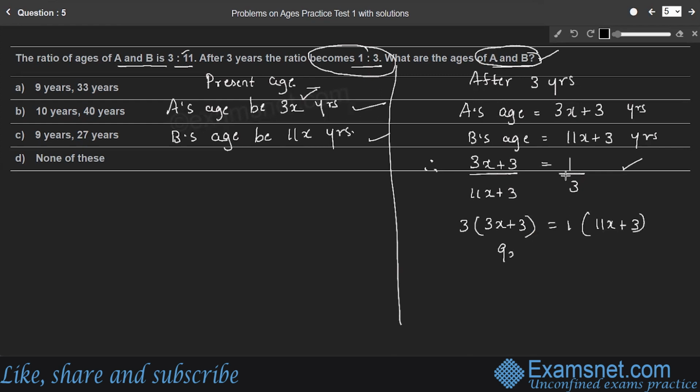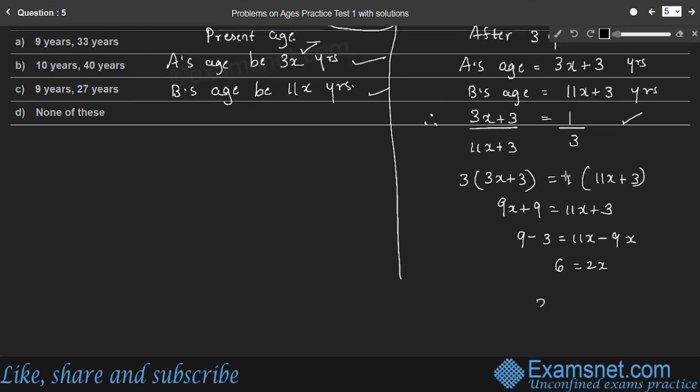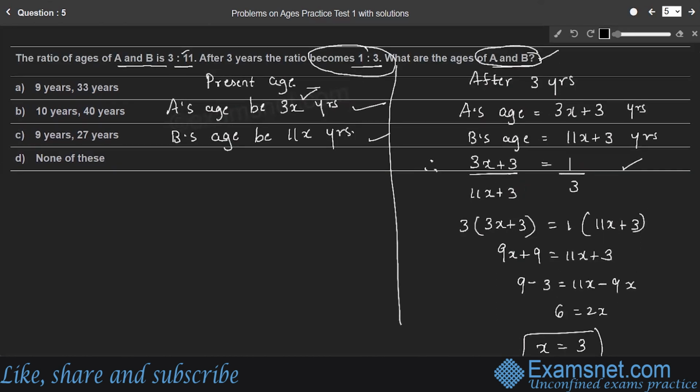So 9x + 9 = 11x + 3. So 9 - 3 = 11x - 9x. Therefore, 6 = 2x. Therefore, the value of x becomes 6/2, which is 3. Right? So, what are their present ages?